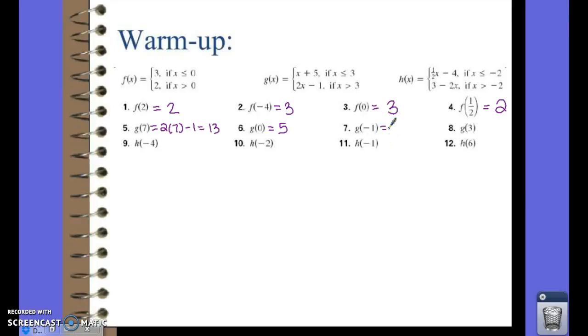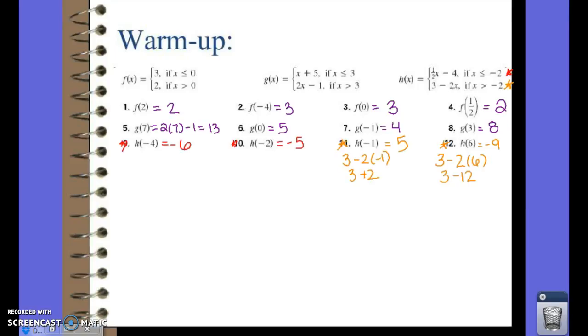So again, -1 is going to be less than 3, so we plug it in to the top function. So you get -1 plus 5, which is 4. 3. 3's on that breaking point again, so I have to figure out which breaking point includes 3. Well, 3 is included in the top function, so we plug 3 into the top, and you get 8.